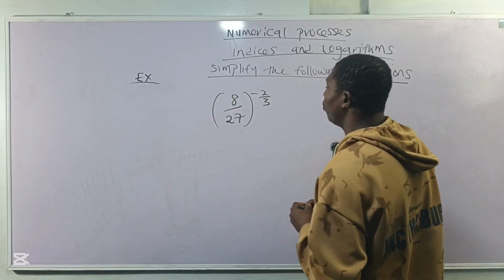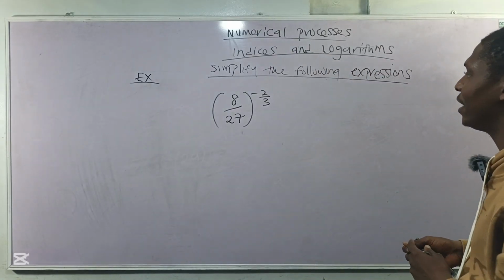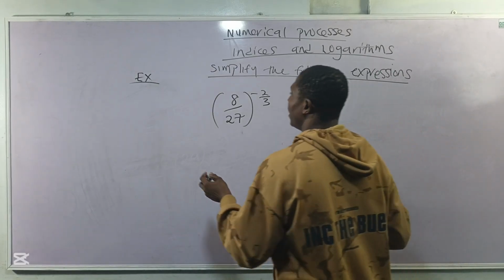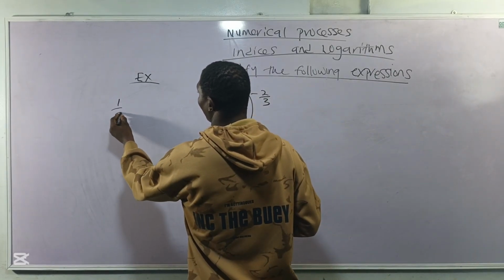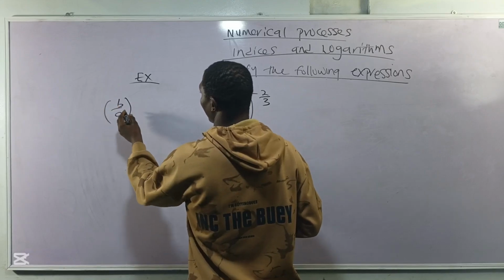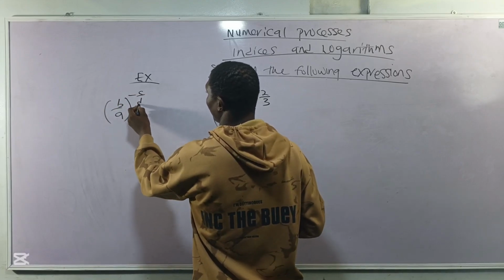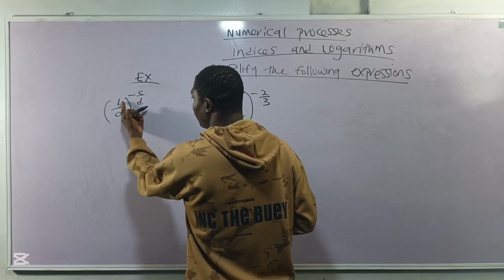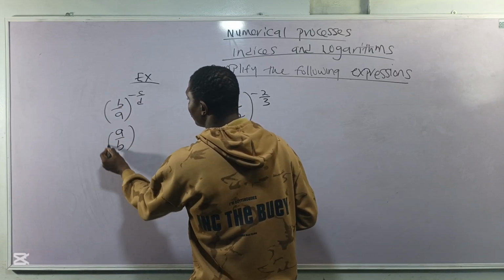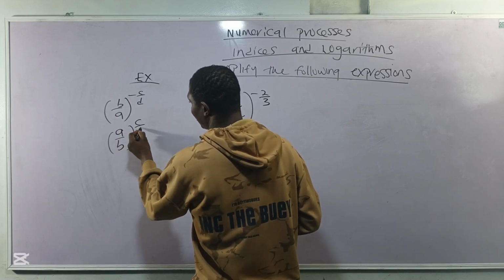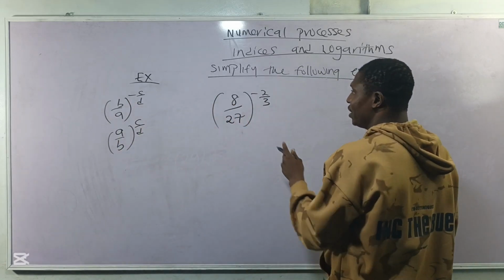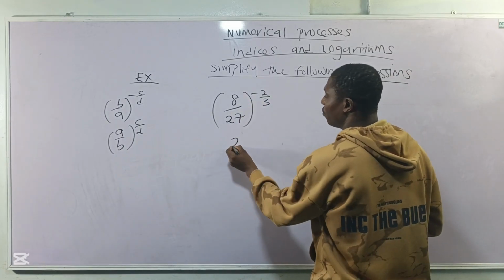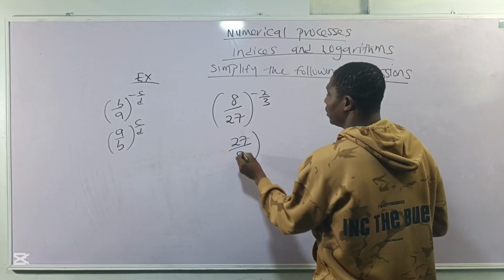We have 8 all over 27 raised to power negative 2 over 3. How do we simplify this? First, remember if we have b over a raised to power minus c over d, we remove the negative sign and take the reciprocal of b over a, which is a over b. The same we do here. So 8 over 27 raised to power negative 2 over 3, to remove my negative sign, I'll have 27 over 8 raised to power 2 over 3.